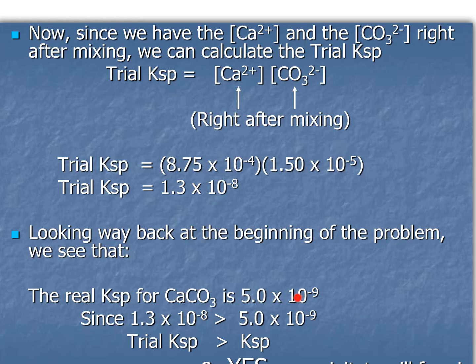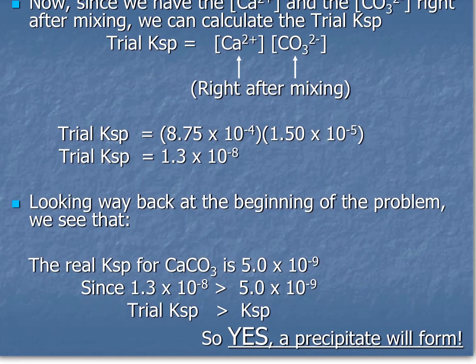Once again, look at those exponents. 1.3 times 10 to the negative 8 is greater than 5.0 times 10 to the negative 9. Therefore, trial Ksp is greater than our Ksp. So yes, a precipitate will form. That's all we need to do: solve for a trial Ksp, compare it to the original Ksp. If it's greater, a precipitate always forms.